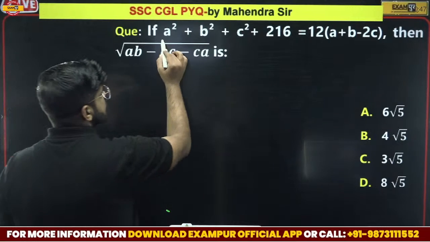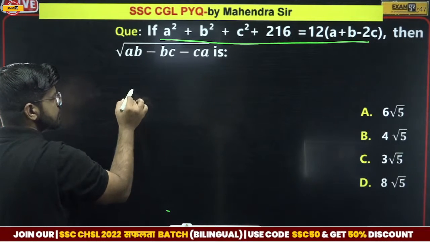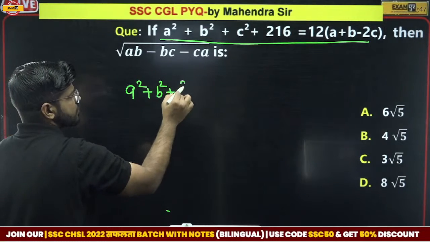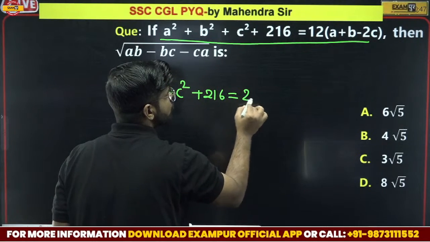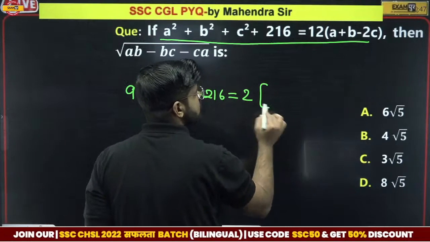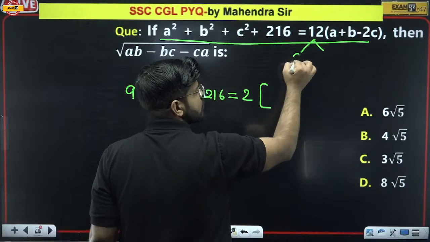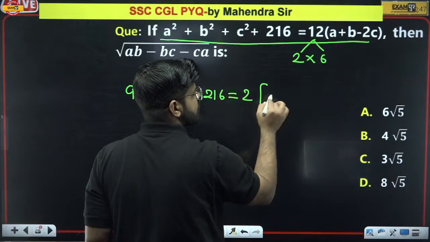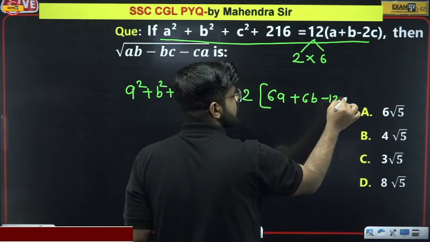So first convert this thing like this: a square plus b square plus c square plus 216 is equal to 2. We should write here 2, and all the things will be multiplied in the bracket. So if here it is 2, we can write it as 2 into 6. So multiply 6 inside the bracket. So we will get 6a plus 6b minus 12c.